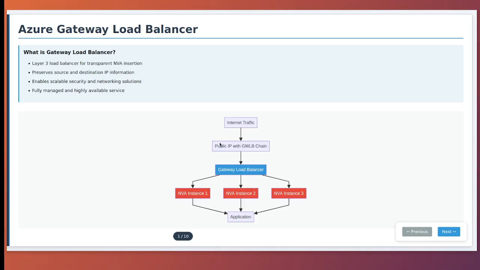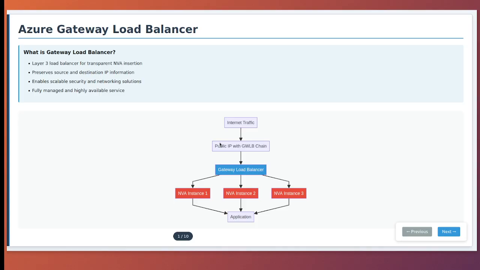Today, we're diving deep into Azure Gateway Load Balancer, or GWLB for short. This is a game-changing service that Microsoft introduced to solve a critical challenge in cloud networking. How do you transparently insert network virtual appliances into your traffic flow without creating complex routing nightmares?